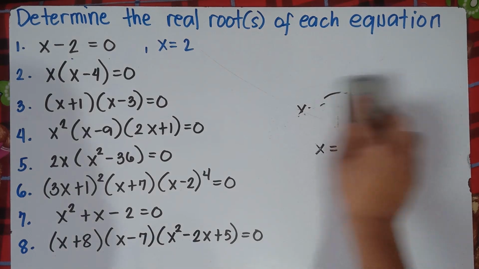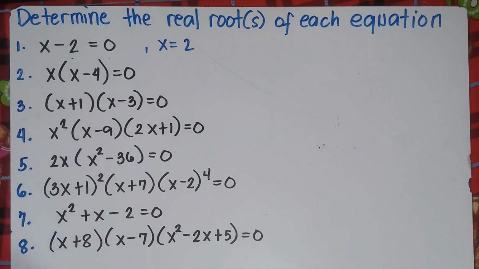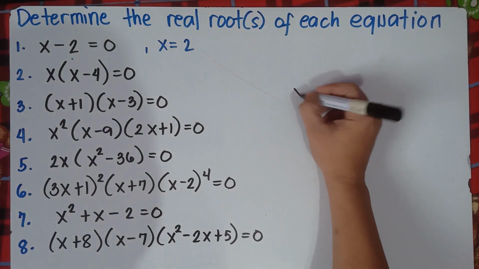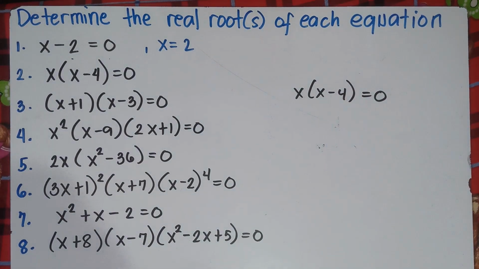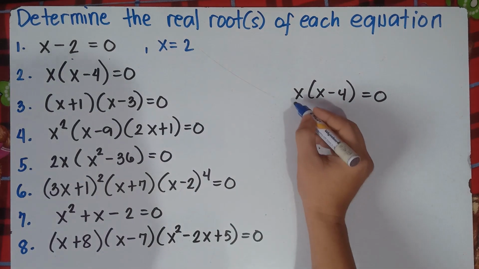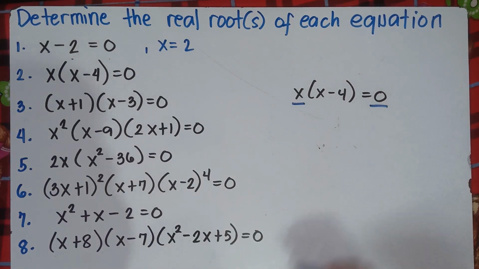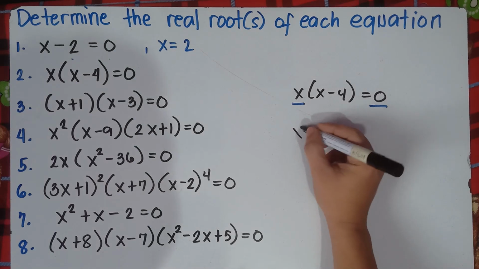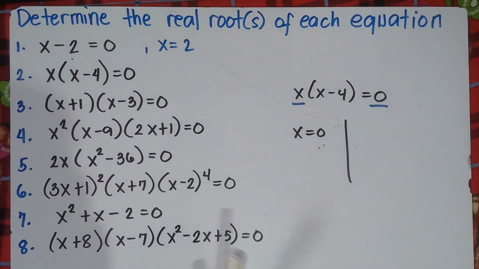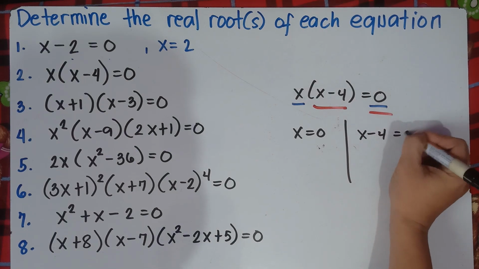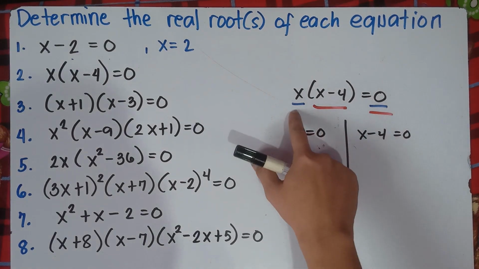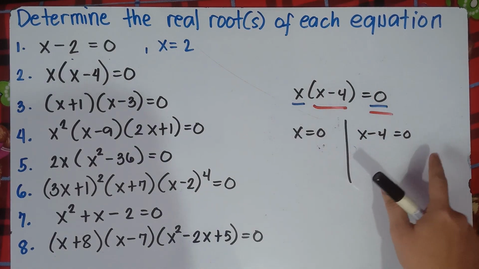Alright, number 2. We have x, quantity x minus 4 equals 0. The thing that you will do, class, is equate each factor to 0. You write x equals 0, and the other one, x minus 4 equals 0.